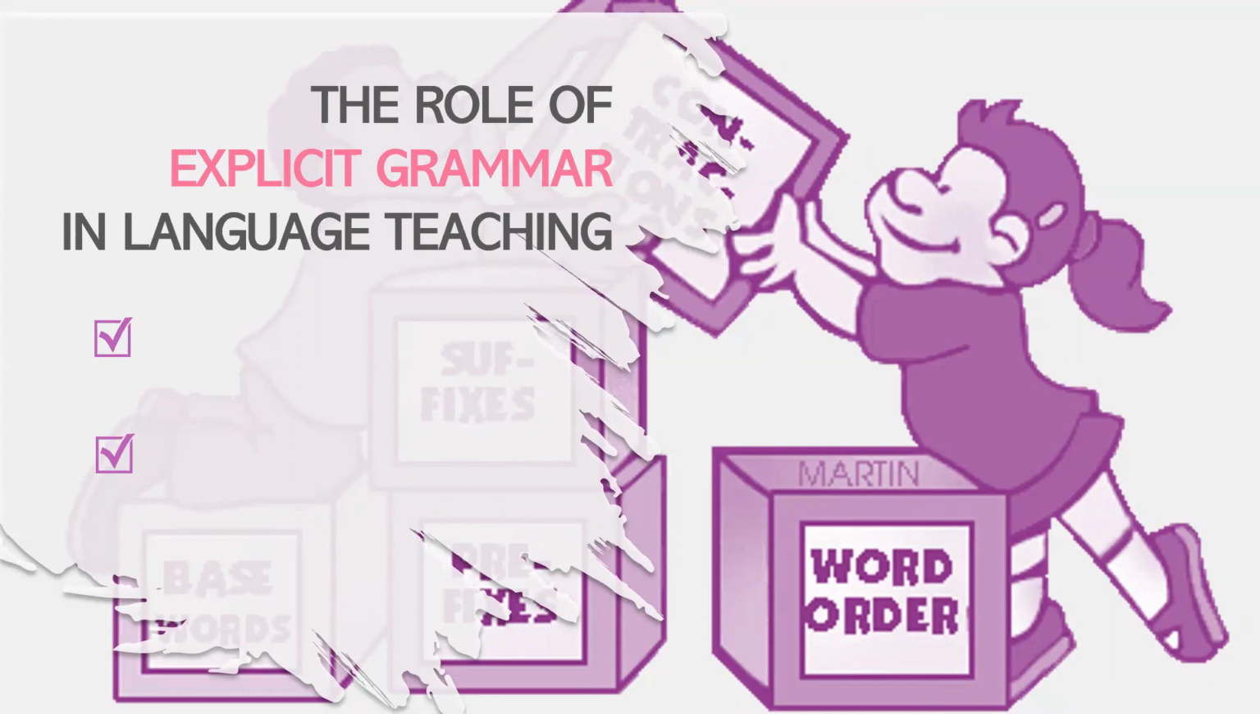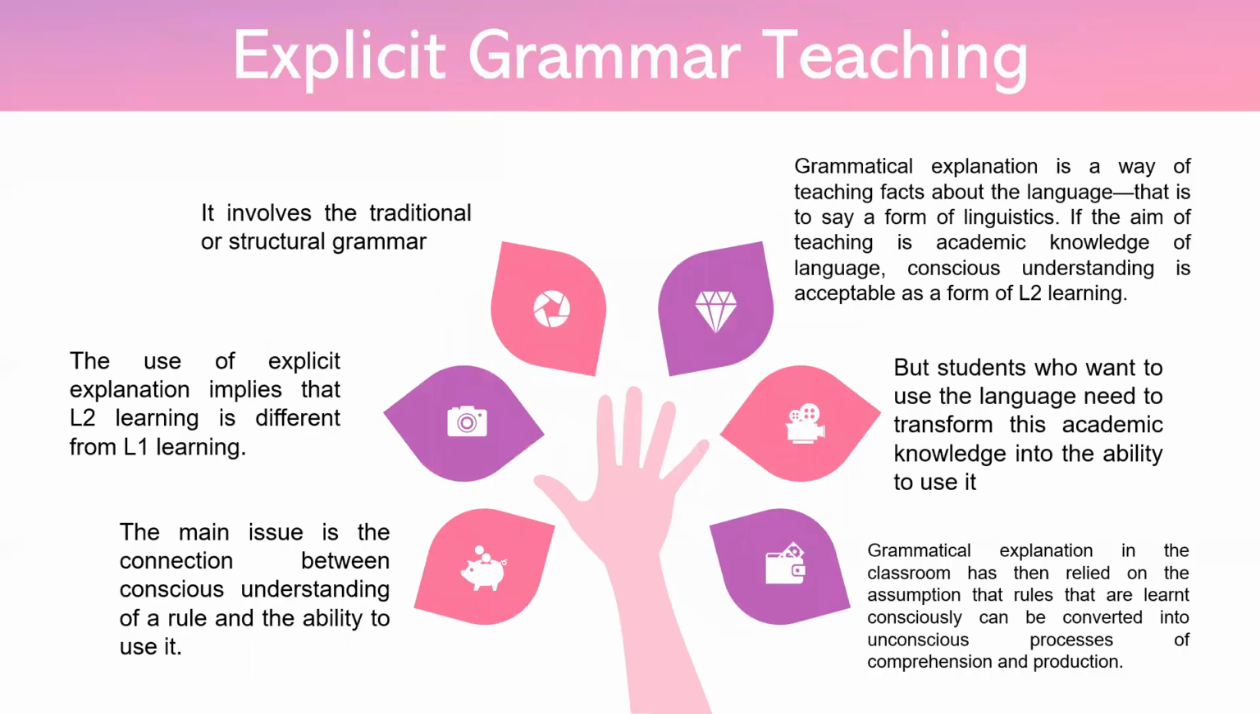The last topic is the role of explicit grammar in language teaching. Explicit grammar teaching involves the traditional or structural grammar. The use of explicit explanation implies that L2 learning is different from L1 learning. The main issue here is the connection between conscious understanding of a rule and the ability to use it. Grammatical explanation is a way of teaching facts about the language. That is to say, a form of linguistics.